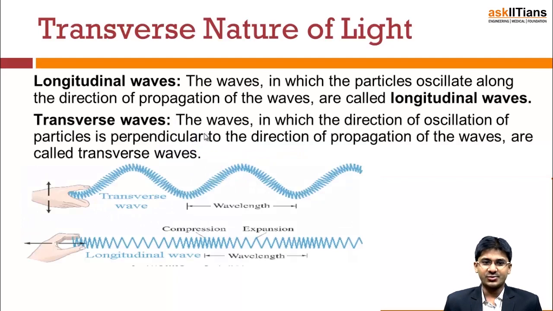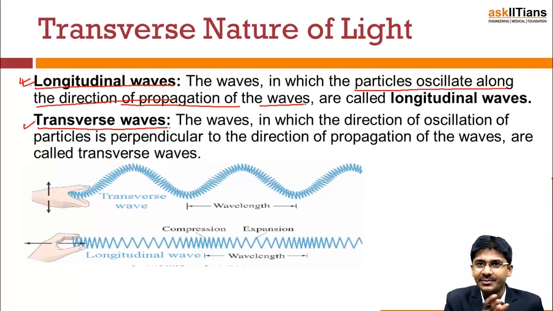Now the first thing that comes to mind is that the light is a wave. What kind of wave is it? So we know that there are two kinds of waves. One is called longitudinal waves, another is the transverse waves. Now what are longitudinal waves? Longitudinal waves are the waves in which the particles oscillate along the direction of propagation of the waves. This is the definition of longitudinal wave. Means when the particles are oscillating along the same direction that the wave is propagating, we call it a longitudinal wave. So it's like this.